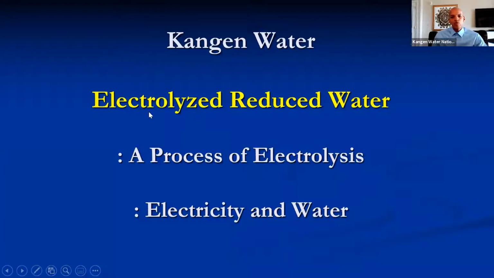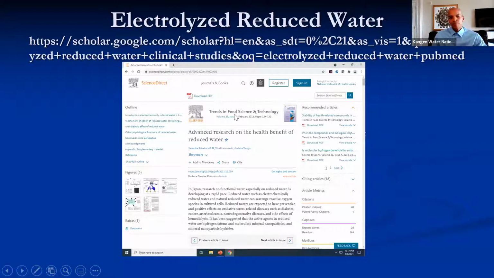Once again, Kangen water is an electrolyzed reduced water produced in a process known as electrolysis, where electricity and water come into direct contact with one another. If you want to look up the information behind the Kangen water machines, do go ahead and look up the title Electrolyzed Reduced Water, and you will find all the science references on pubmed.gov as to their benefits. The science reviews are plenty. They've been told somewhere between 13,000 and 14,000 clinical trials and science reviews.